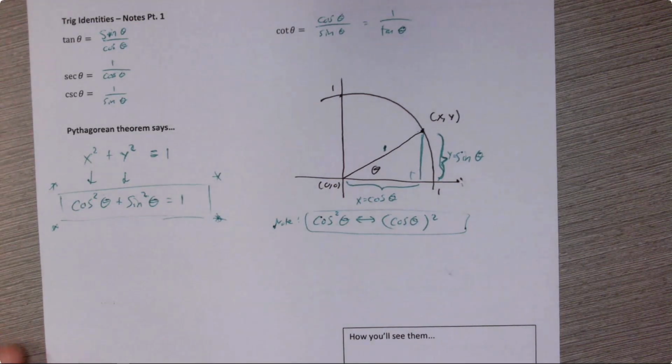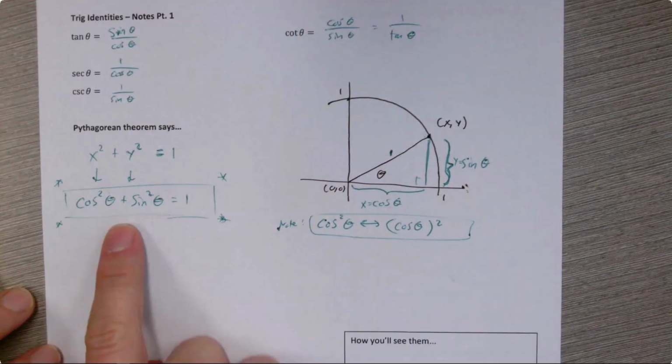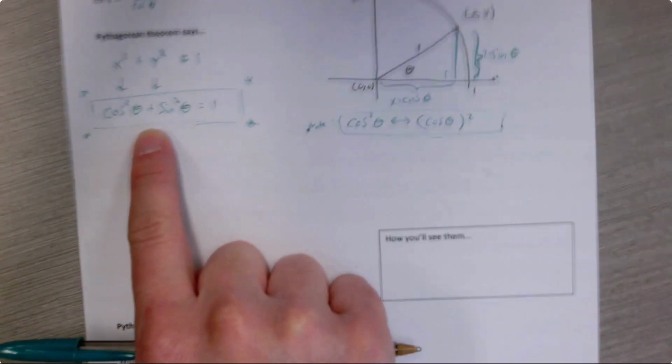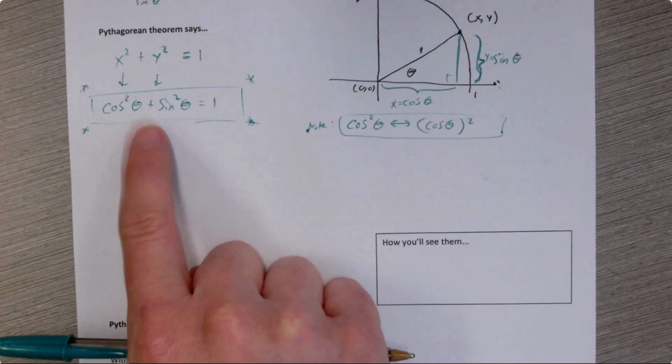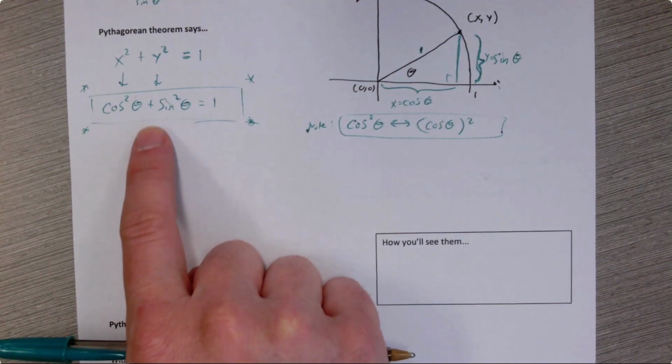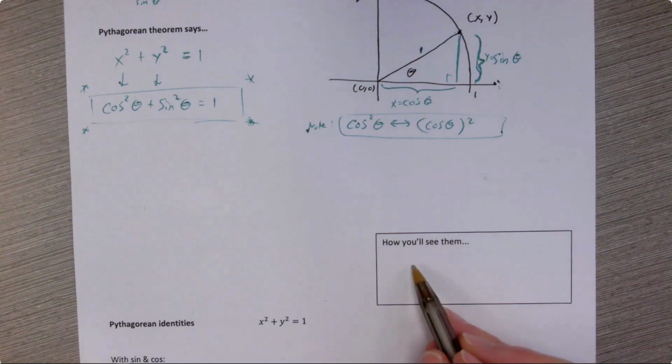Let's see, what else? Okay, so that's the identity. You're going to use this all the time. I'm going to say you probably use this on like 60% of all the problems. So here's how you'll actually see it.